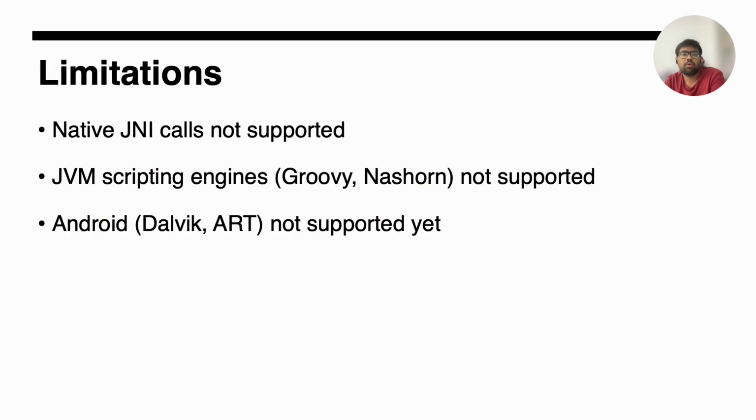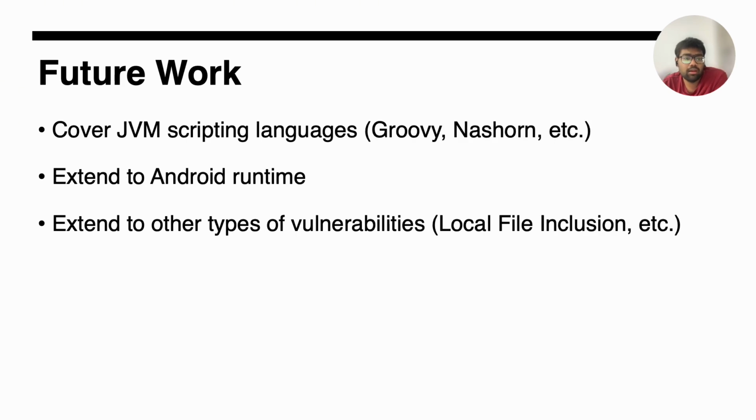And as of this moment, we do not cover native JNI calls, which go directly to the OS. JVM scripting engines such as Jython and Nashorn have their own execution path, and they are not yet supported. And the Android runtime, which is Dalvik, is not currently supported yet, and we intend to address these in our future work. And in our future work, we will try to cover the gaps that I just mentioned, and hopefully we will try to extend this model to other types of vulnerabilities.